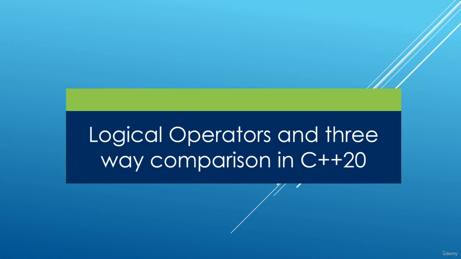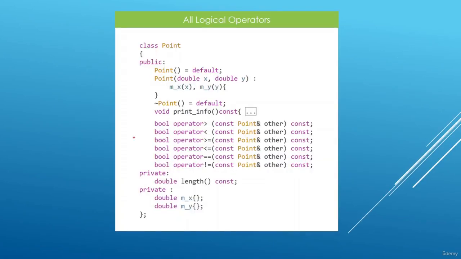Congratulations on hitting the end of this chapter where we were learning about logical operators and three-way comparisons in C++20. We started out by looking at the old way to overload logical comparison operators in C++. And you had to do what we have here.